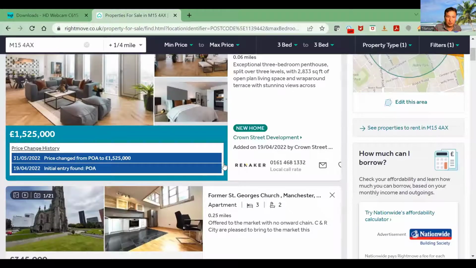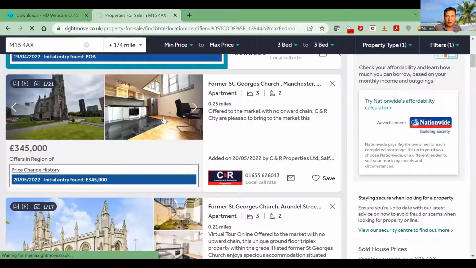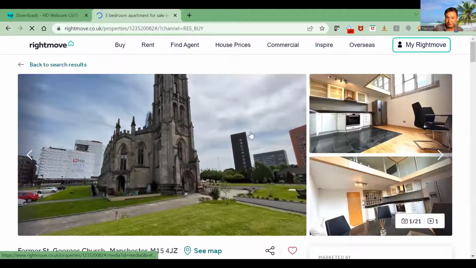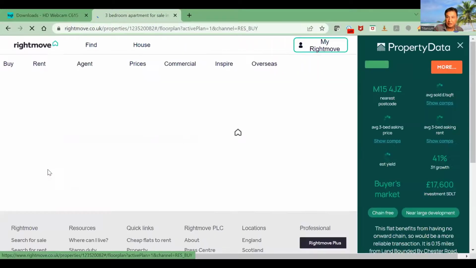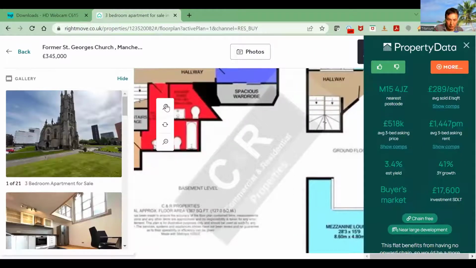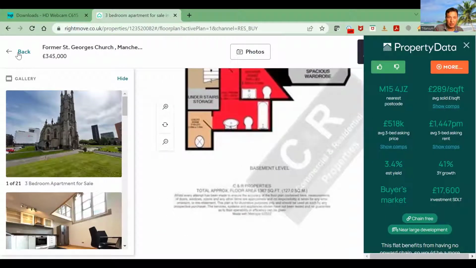Well, this is a historic building. I'm looking through here, right? St. George. Okay, 3 beds. Yeah, 43. This is an apartment, right? How big is this? Wow, it's 1367 square feet. Historic apartment, right? Oh, so the average in property data, 289 per square feet.